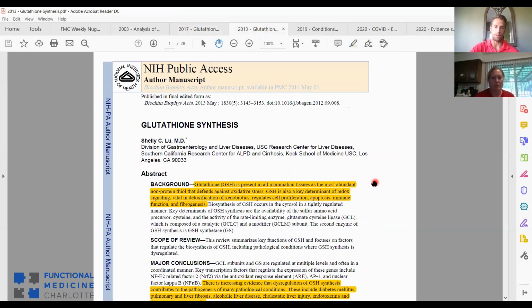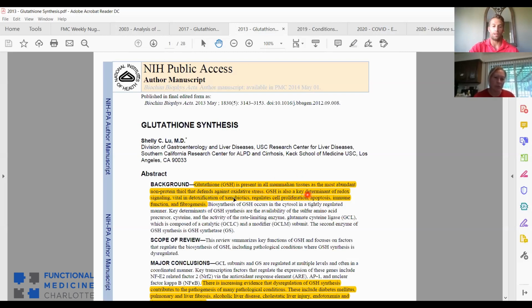This study talks about how do we make glutathione. Glutathione is present in all mammalian tissues as the most abundant non-protein thiol that defends against oxidative stress. So it's a non-protein, it's a tripeptide, which is not quite a protein, okay? And in all mammalian tissues, so all of our tissues, all of our dogs' tissues, all dolphin tissues, right? All mammals.